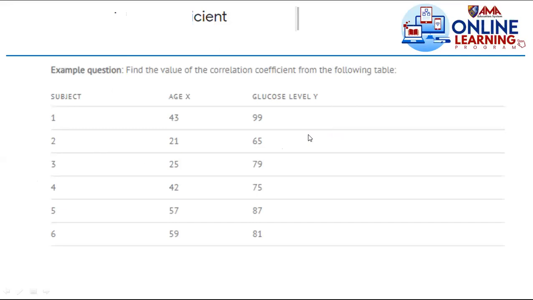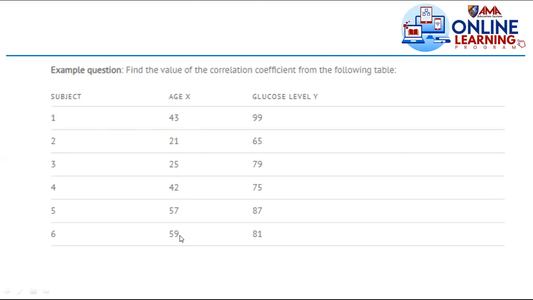Find the value of the correlation coefficient from the given table. So we have your 6 populations, no? Okay? So we're going to create our data. So magkukuha tayo ng random sample out of our total population. Ang kinuha lang po natin is 6 lang po sila. And then they have their X represents your age, no? So individual age po nila, yung mga 6 persons po dito: 43, 21, 25, 42, 57, 59.